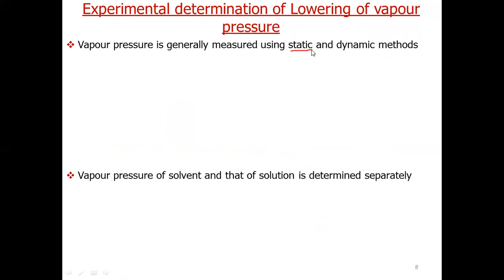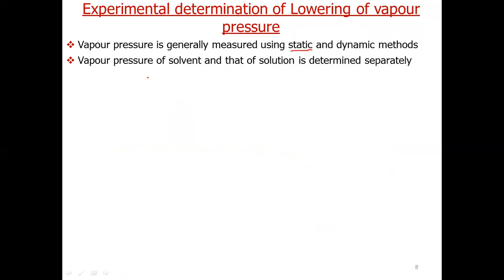So next, as I mentioned, we will learn how to experimentally determine the lowering of vapor pressure. Generally, vapor pressure is measured using static and dynamic methods. In static methods, we independently measure the vapor pressure of the solvent and that of the solution, and then by subtracting the vapor pressure of the solution from the pure solvent we can determine the relative lowering of vapor pressure.